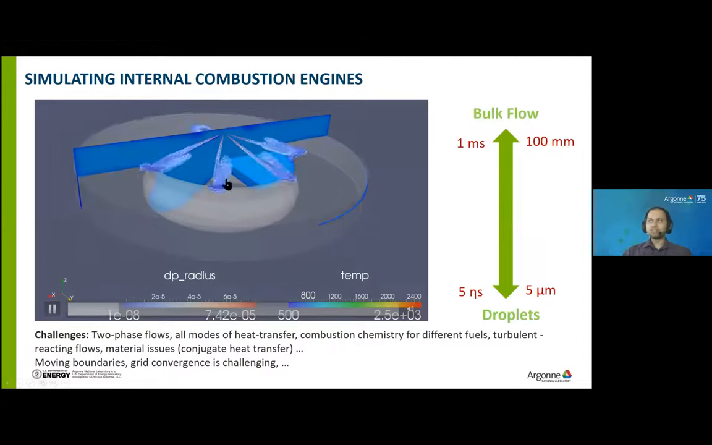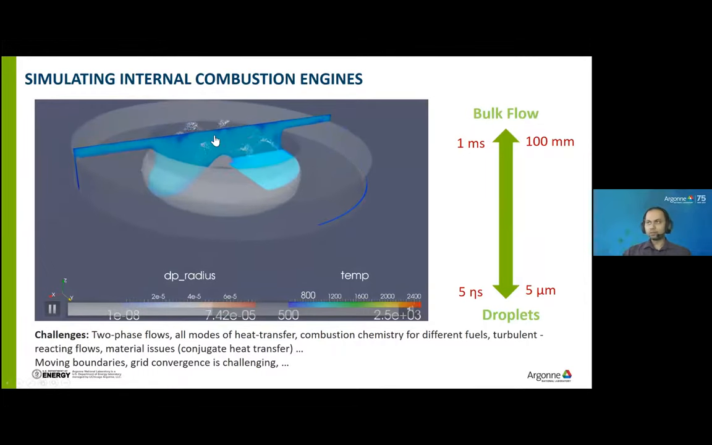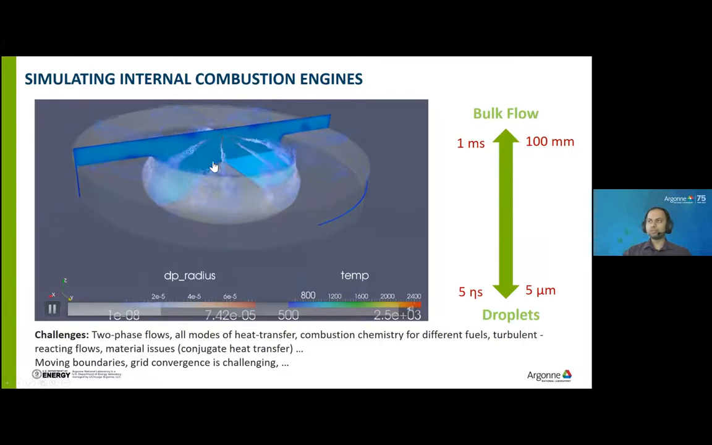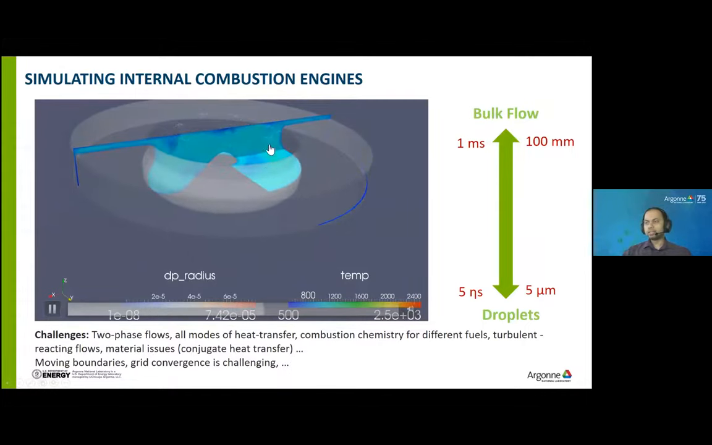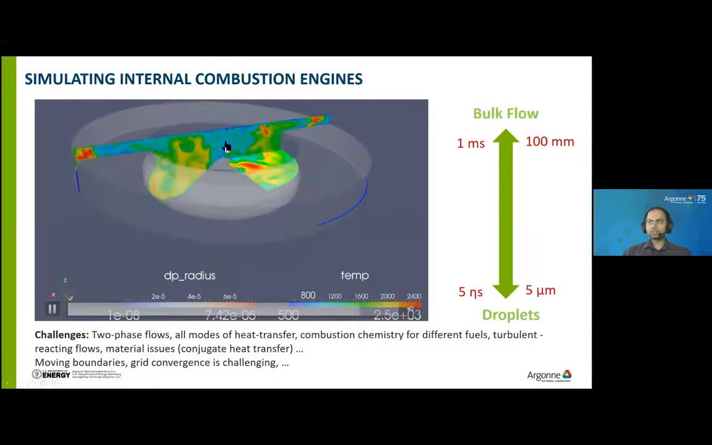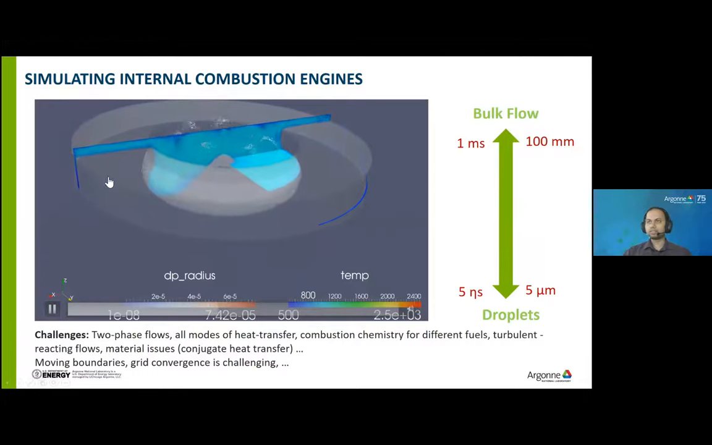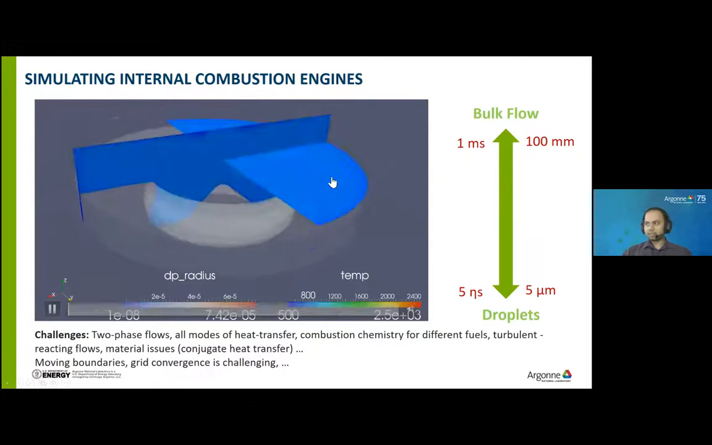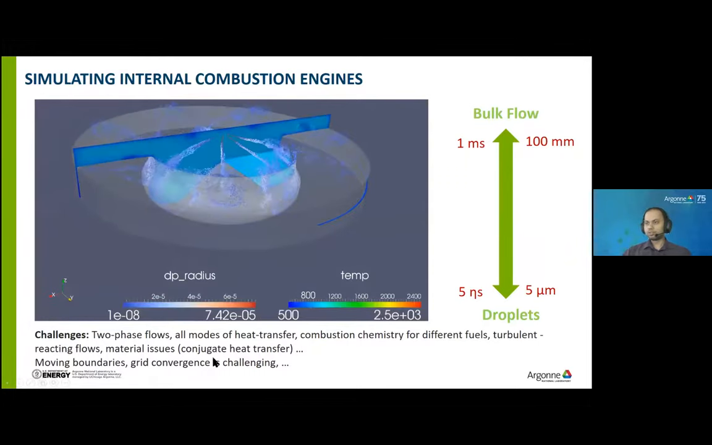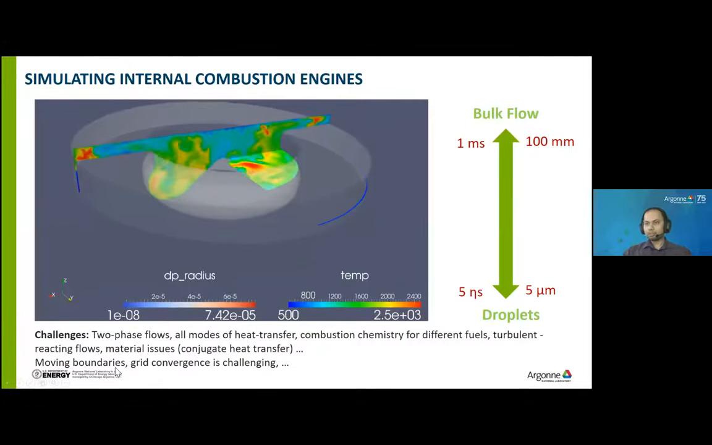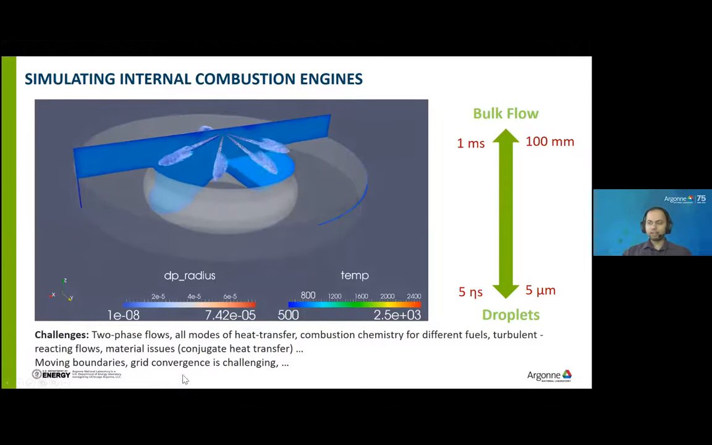We have a lot of physics happening, including multi-phase flows. Daniel gave a very nice talk on how his group is using high-fidelity simulations to look at two-phase flows. But in engines, in addition to two-phase flows, you have all modes of heat transfer. Basically, you have turbulent heat transfer inside the combustion chamber. You have conjugate heat transfer through the engine walls. Additionally, you have combustion chemistry for different fuels, turbulent reacting flows, material issues, and so forth.